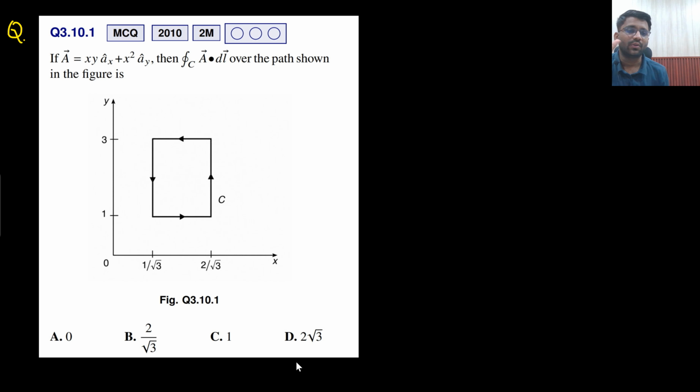This should be done on your own very easily. Is it a closed curve? Absolutely. In the examination, they may avoid this sign. Although as of now they have given it, in the examination this could be avoided as well. So A dot dl over a closed curve we need to find out.